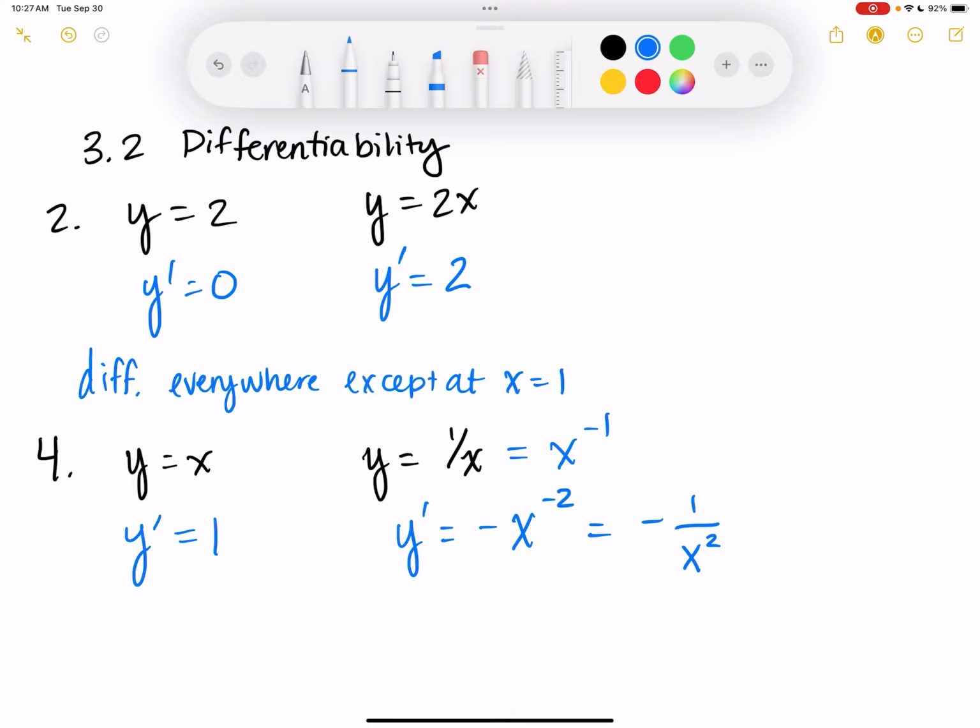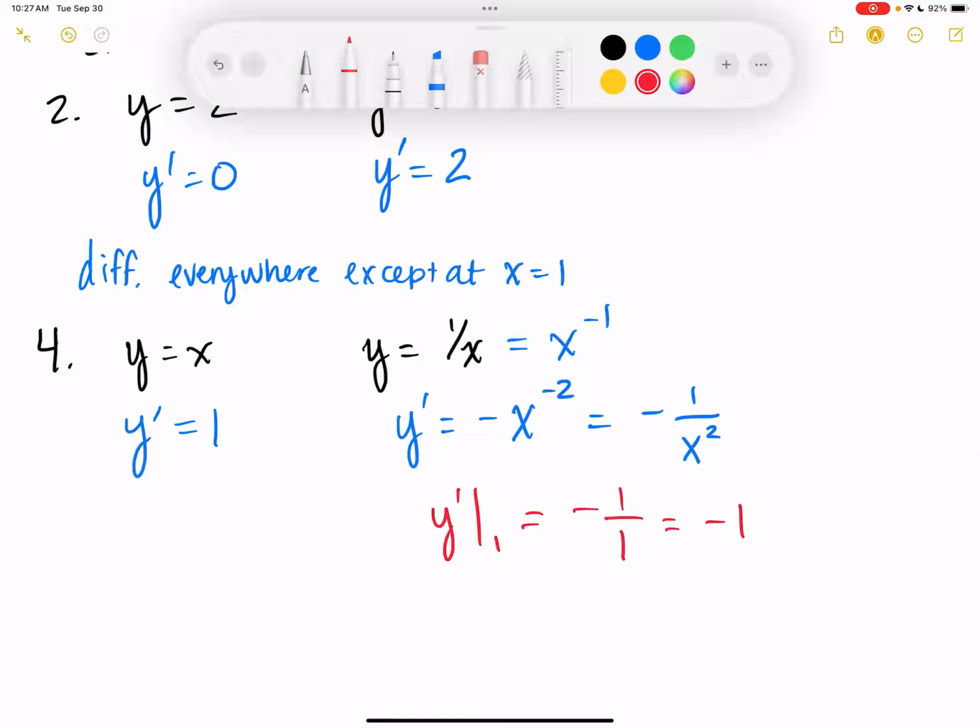So if I put in 1 for x, then I end up with negative 1 over 1, which ends up just being negative 1. Well, again, these are not the same value at 1. We would be plugging in over here if this wasn't coming out to a constant. These are just coming out to constant values, so we haven't had to do that yet. So that means that this is differentiable everywhere except at, again, x equals 1 in this particular case.